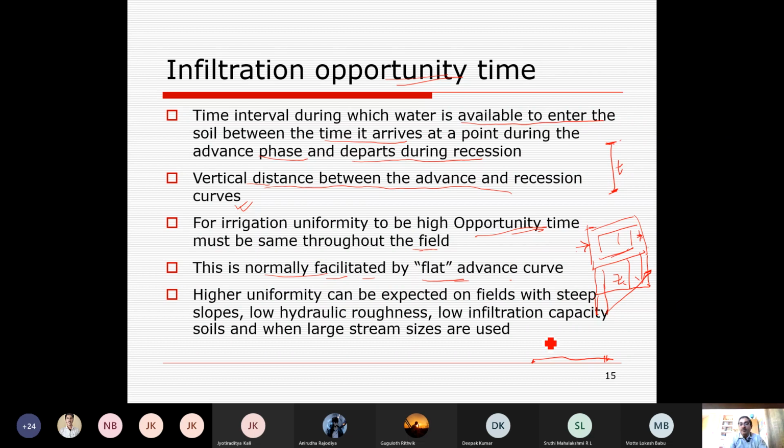So for maximum uniformity, the curves and the difference will be equal everywhere. So how is it possible? That is our target of designing.